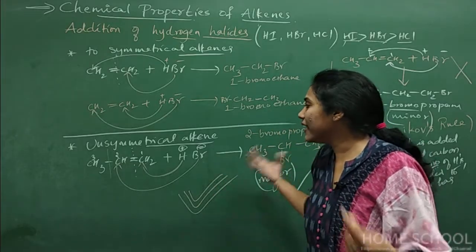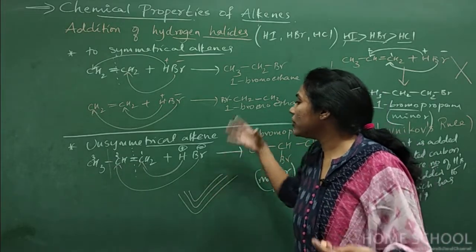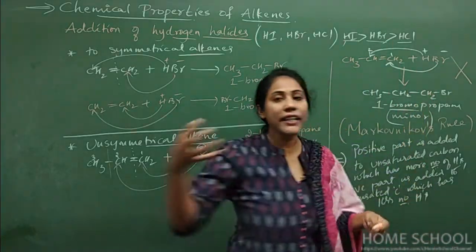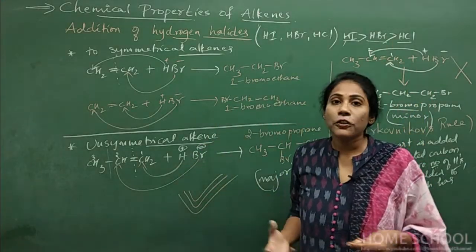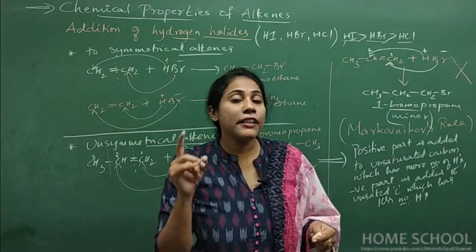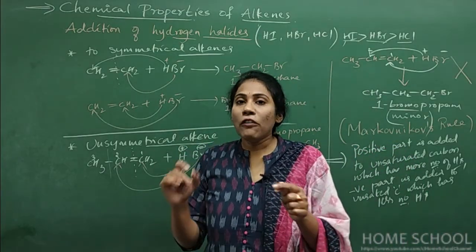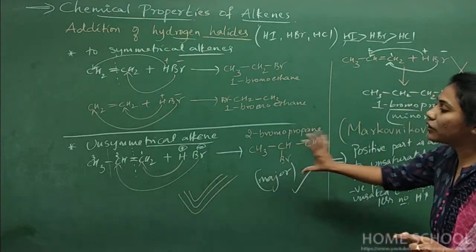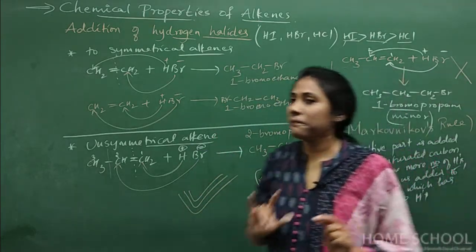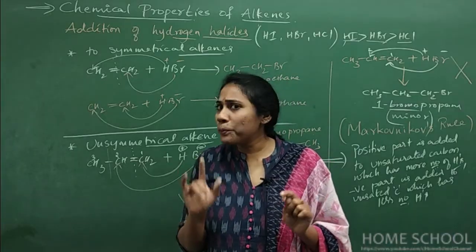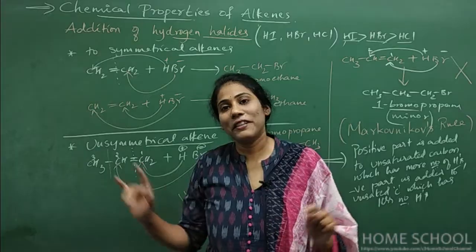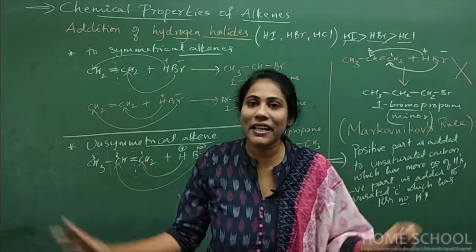Okay, so why like this? Why should we follow this Markovnikov's rule? Why not this as a product? Why only this as a product? That is what you will understand if you learn the mechanism. Now we will try to understand the mechanism of Markovnikov's rule here. Don't forget to post whether you are clear or not in the comment section. Let's understand the mechanism now.